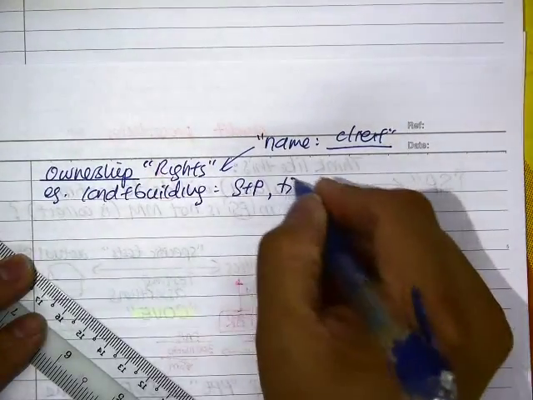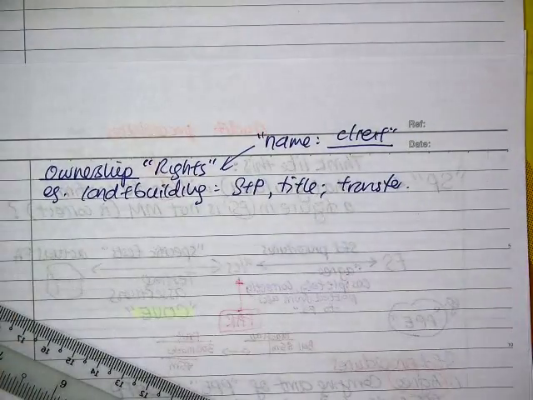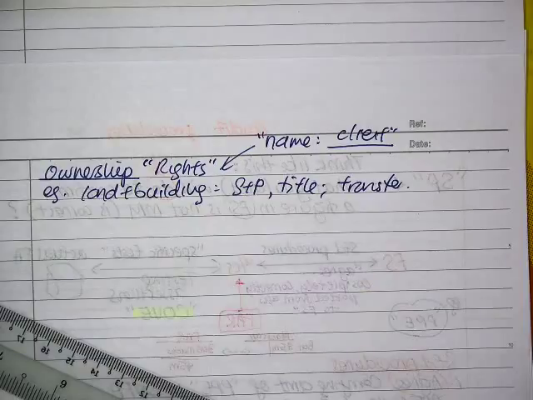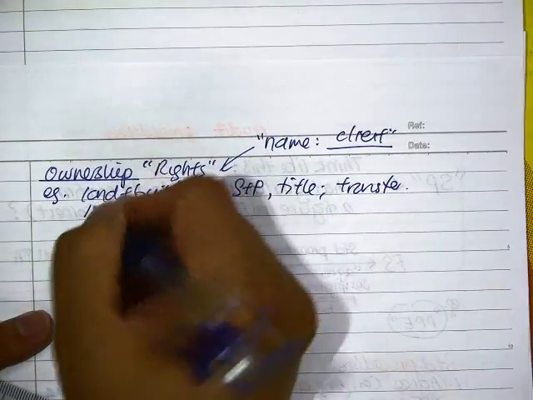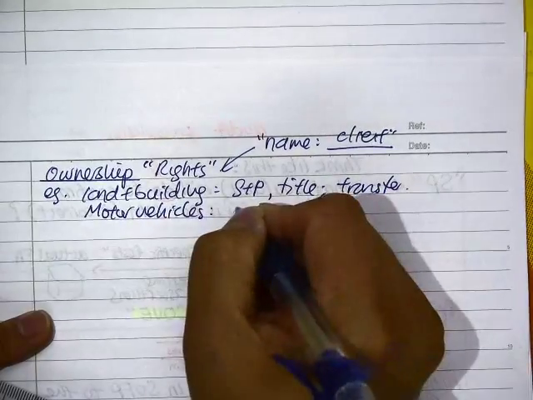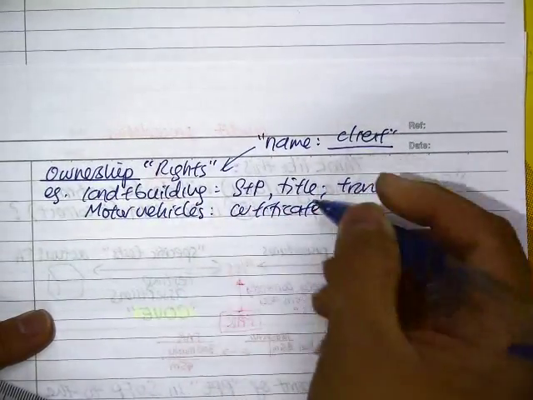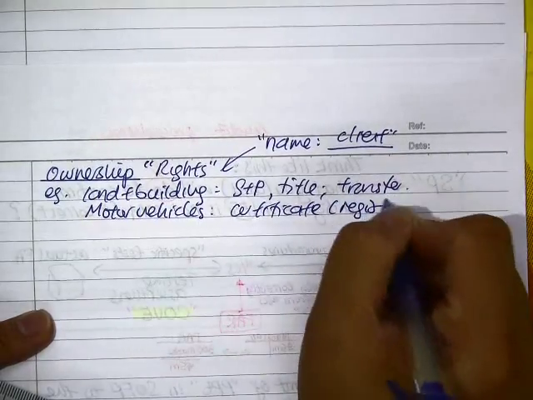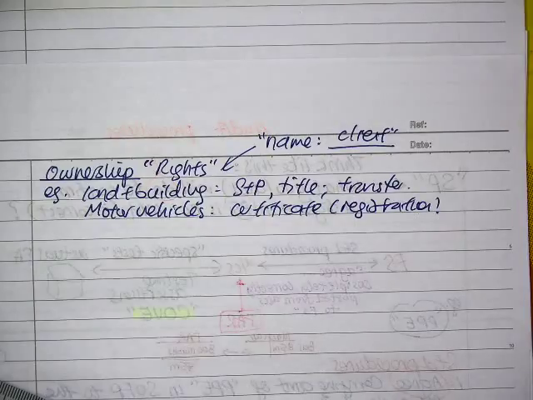Okay. Now, of course, you may look at the title, the memorandum of transfer. These are examples of things that all relate to landed property. Now, if you are looking at, for example, motor vehicles, you can look at the vehicle registration certificate. Again, you must be looking at the name.